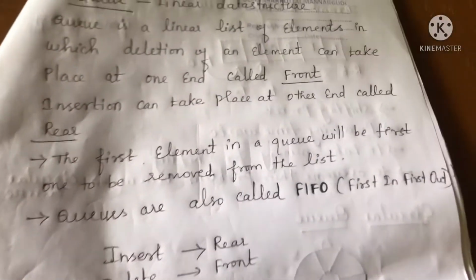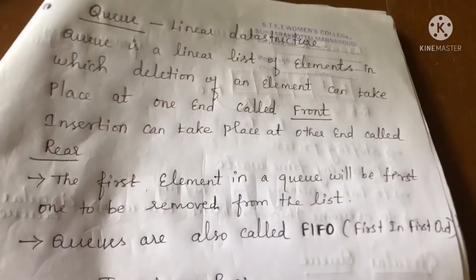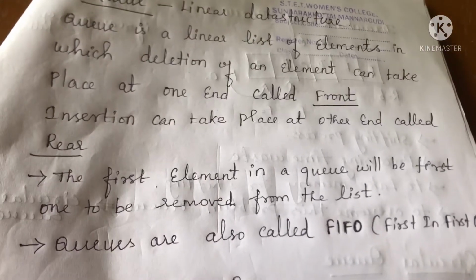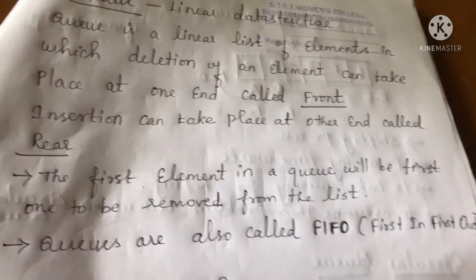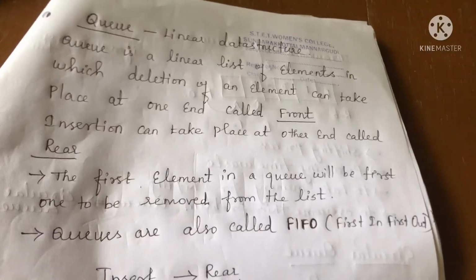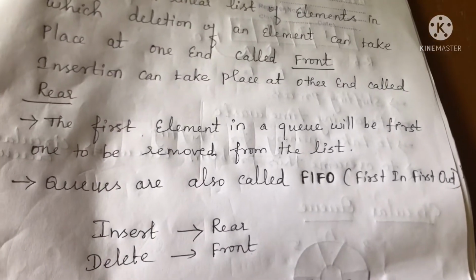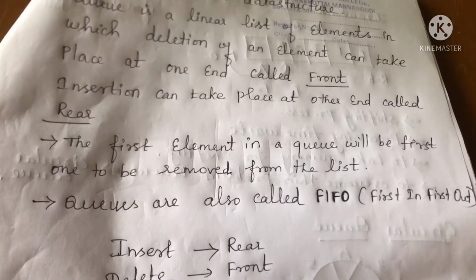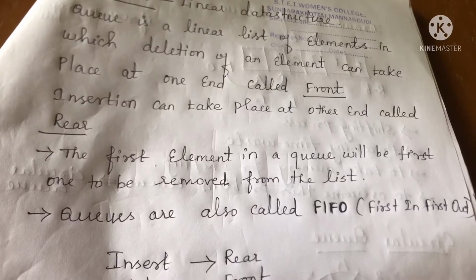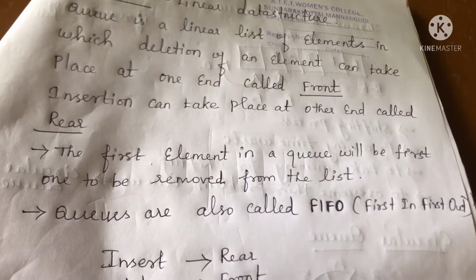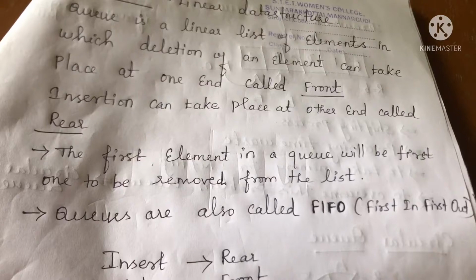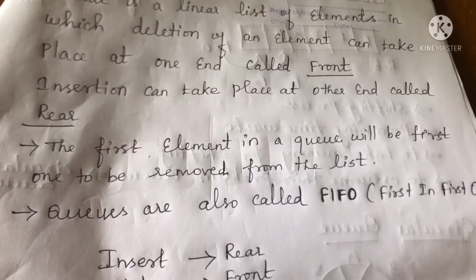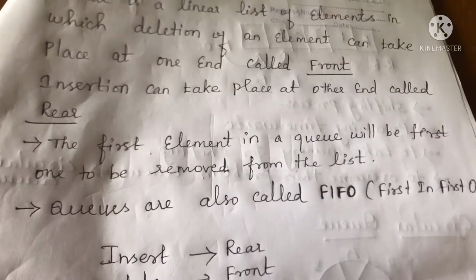The first element in a queue will be the first one to be removed from the list. That is FIFO order. Queues are also called FIFO order, that is first in, first out. Insert will be done at the rear position. Delete will be done at the front position. The first element in a queue will be the first one to be removed from the list.